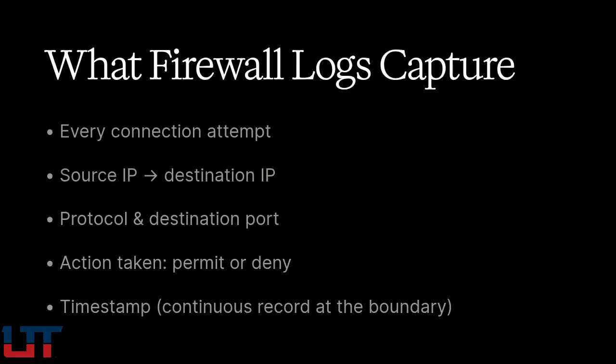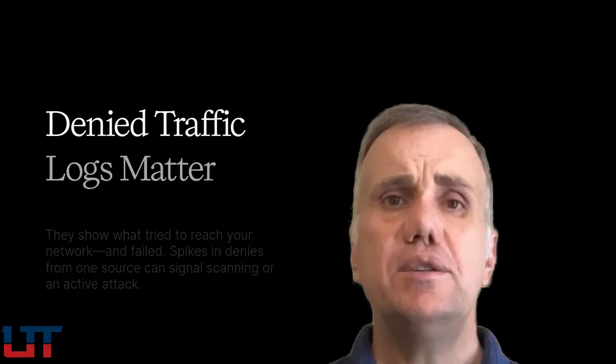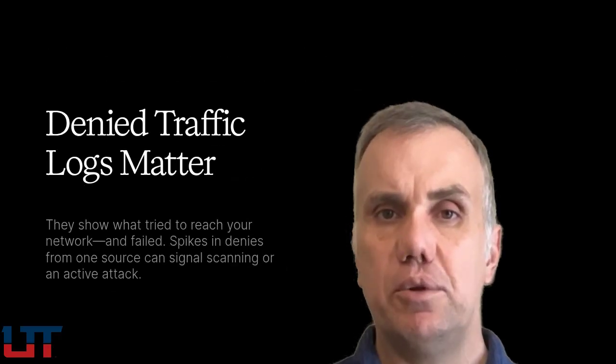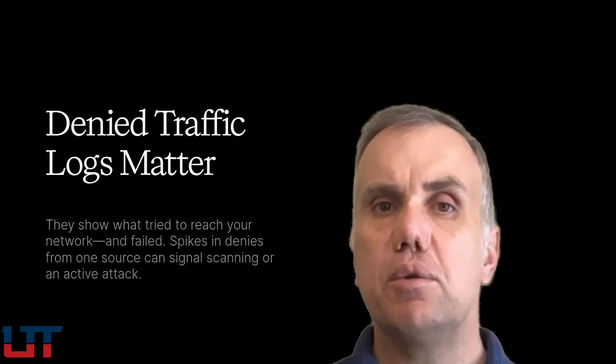So, have a log. Logs will record every connection attempt, source IP, destination IP, protocol, destination port, action taken, whether it was a permit or deny, and a timestamp. Every packet the firewall evaluates generates a log entry when logging is enabled. That log stream creates a continuous record of network activity at the boundary. Denied traffic logs are particularly valuable. They show you what tried to reach your network and failed.